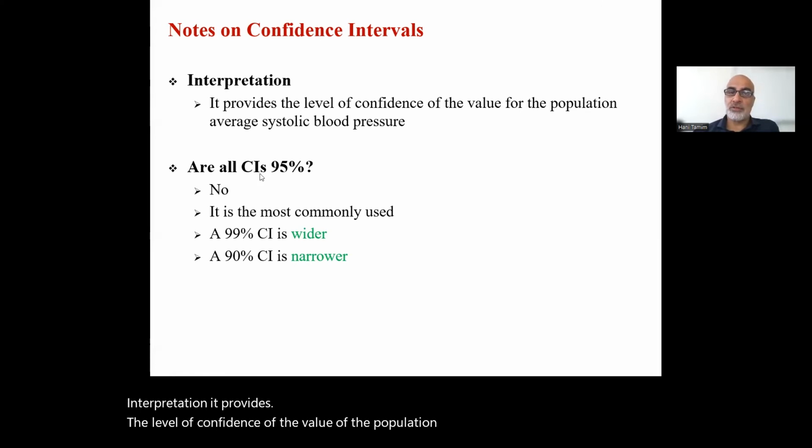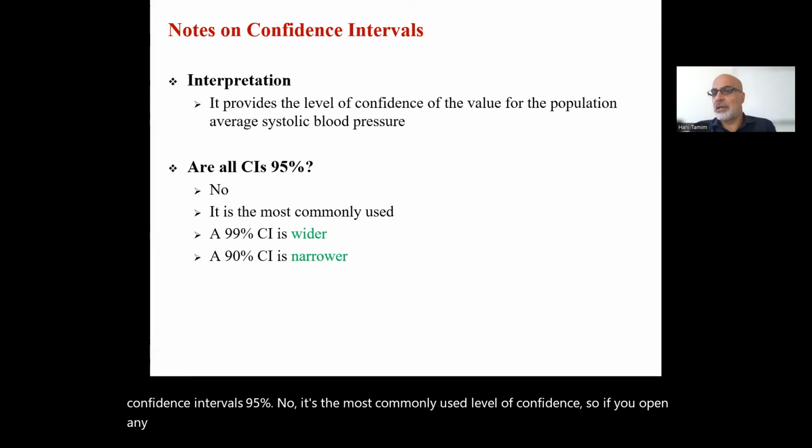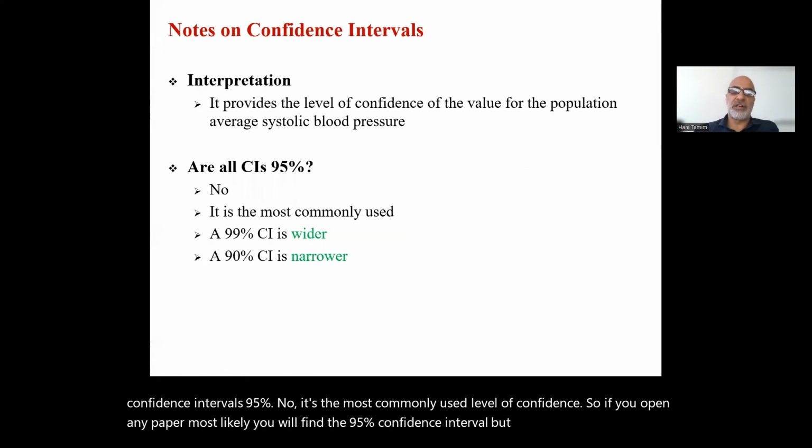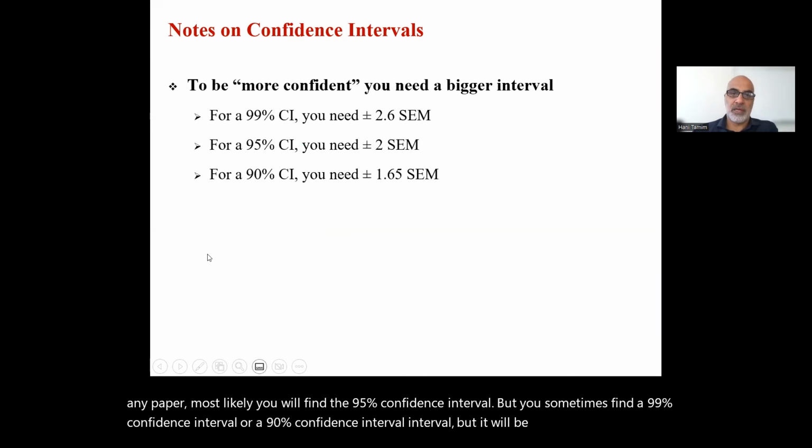Are all confidence intervals 95%? No, it's the most commonly used level of confidence. So if you open any paper, most likely you will find a 95% confidence interval, but you sometimes find a 99% confidence interval or a 90% confidence interval, though it will be rare.